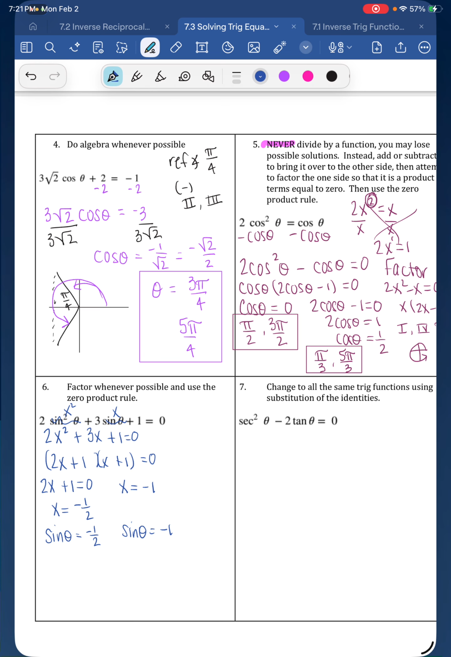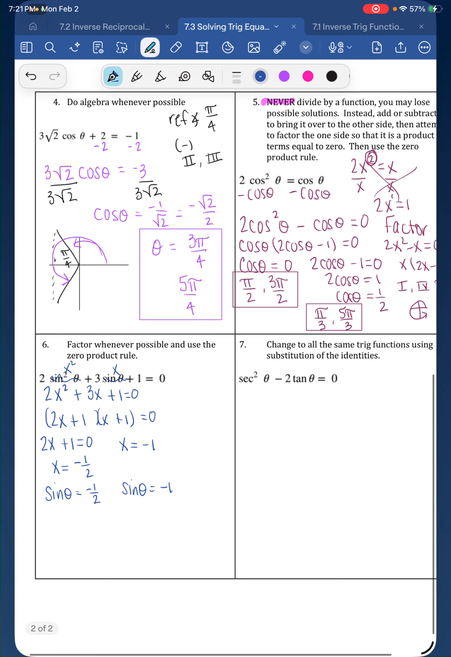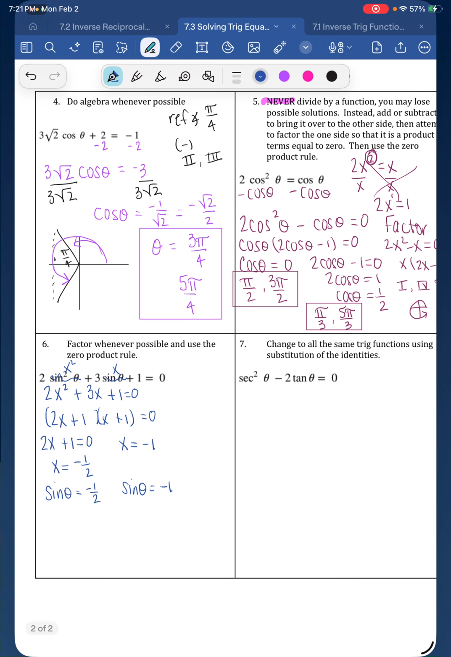You can't actually just straight up factor using the trig functions. I'll show you that in a second. So where is the sine negative 1/2? Okay, so the reference angle is going to be pi over 6, and sine is negative in quadrants 3 and 4. So that's going to be 7 pi over 6 and 11 pi over 6. And sine is negative 1 at 3 pi over 2.